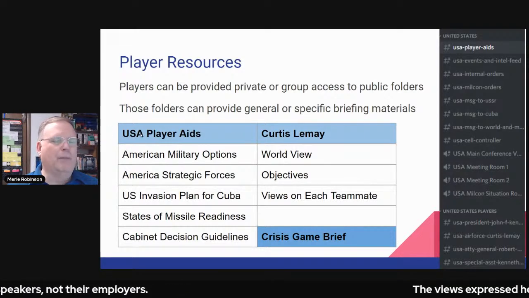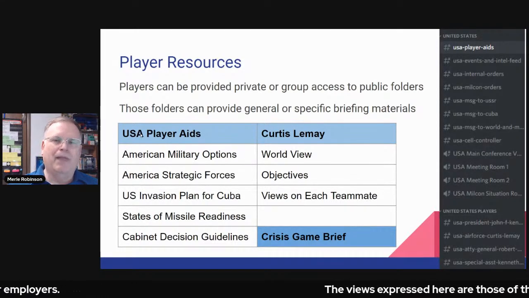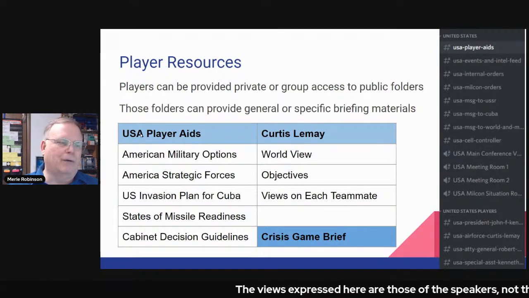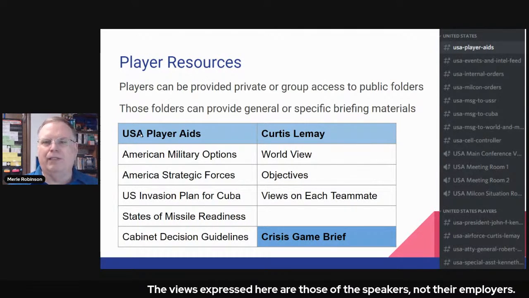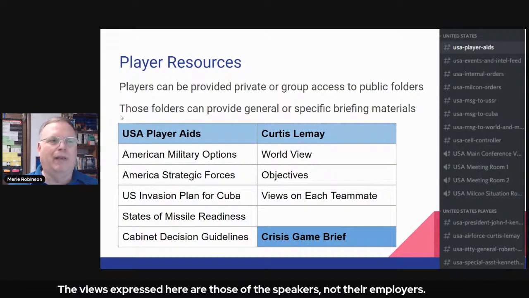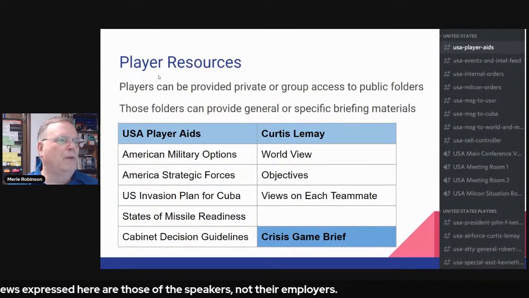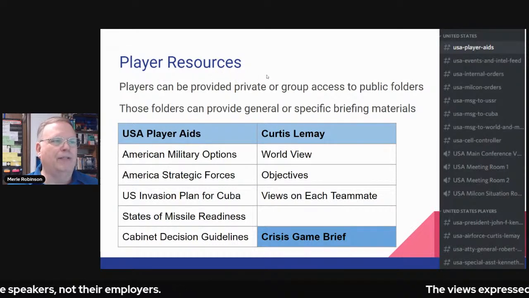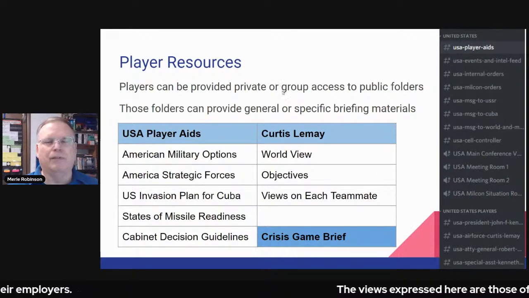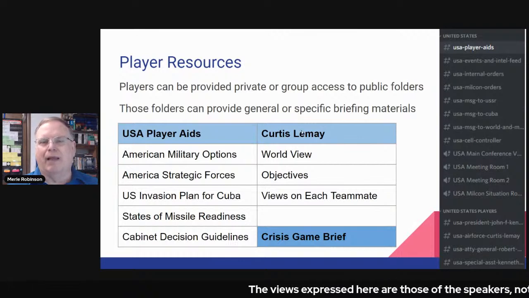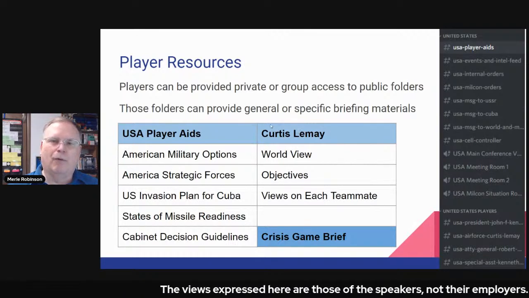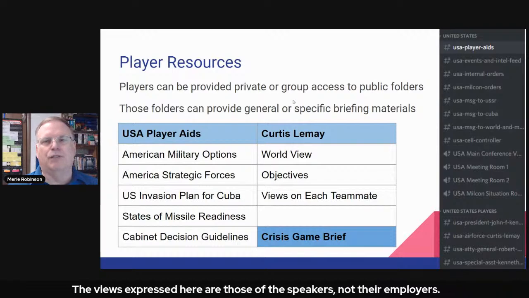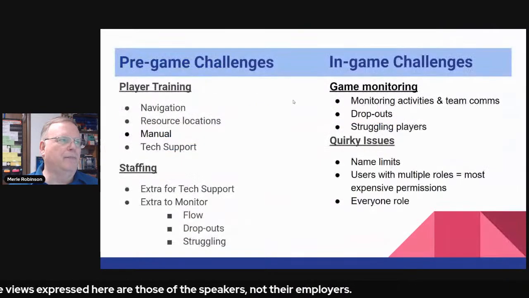In a US cell, they'd get the player aids for that group. They'd get their specific role, in this case, Curtis LeMay, and they'd get an overall crisis briefing of the things they know leading up to the event. So you can give private and group access to public folders, and they can provide general or specific briefing materials. And that allowed us to put things in like Google links to Google folders that were set up in advance with just the information for those players.